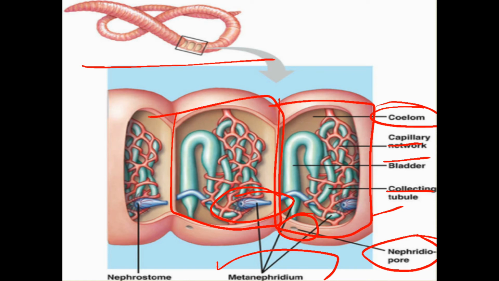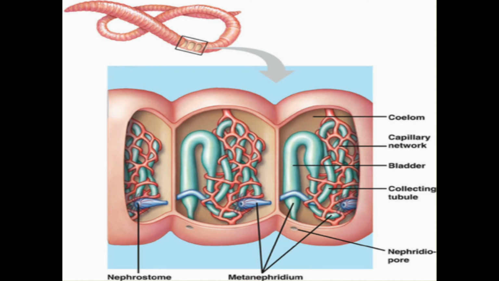The excretory mechanism is that the coelomic fluid enters through nephrostome and goes into the collecting tubules, where water and salts are reabsorbed by the capillary network. The rest of the fluid, called urine, is excreted out through the nephridiopore out of the body.